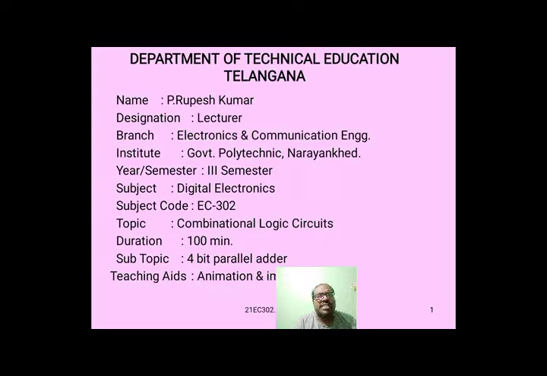Today I want to share some information regarding combinational logic circuits. Topic is 4-bit parallel adder. Already we learned about the different adder circuits, that is half adder using XOR and OR gate, half adder using only NAND gates, half adder using only NOR gates, and full adder using two half adders and one OR gate. Today we will learn about the 4-bit parallel adder circuit.